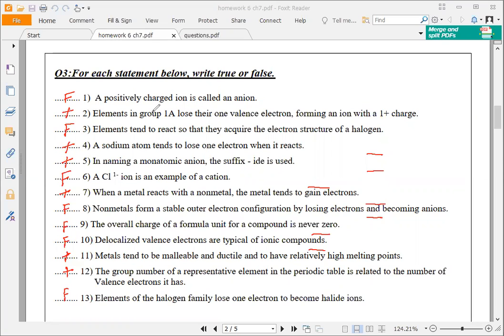Who can read sentence number 1? Badran, read the question. Should I correct it? Yeah, if you can. Okay, so the positively charged ion is called an anion. It is a cation, it's not an anion. Yeah, this is the false one. Cation. Okay.